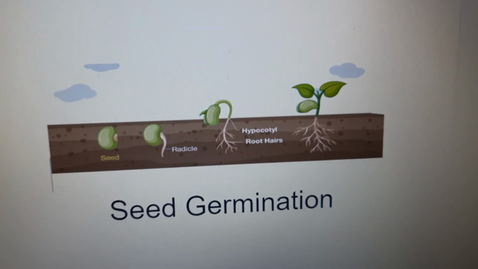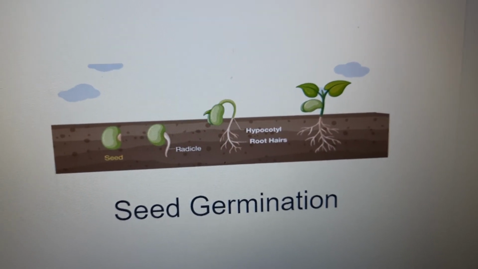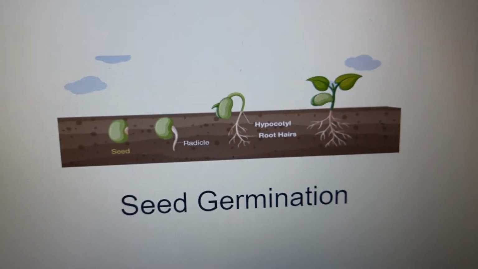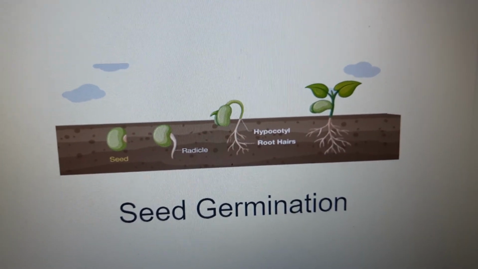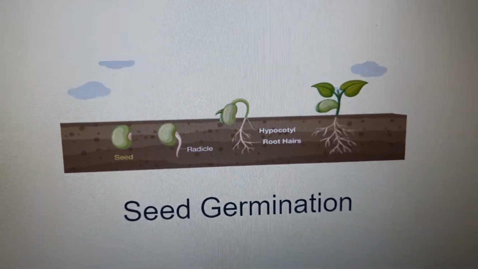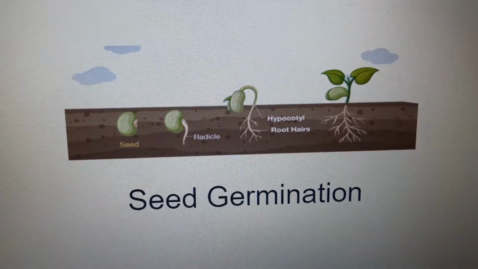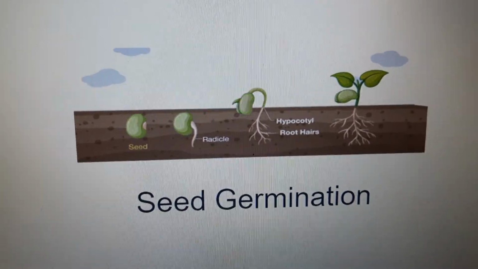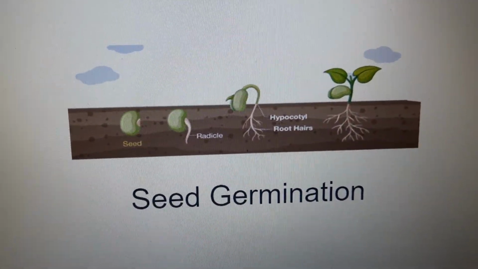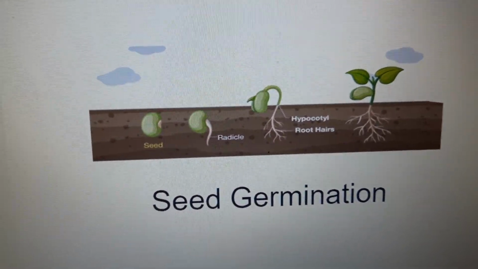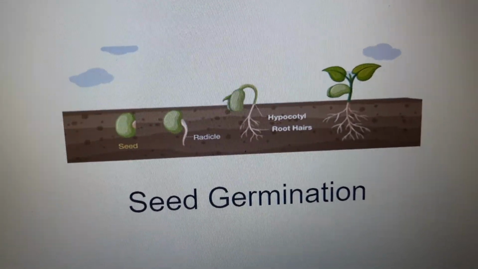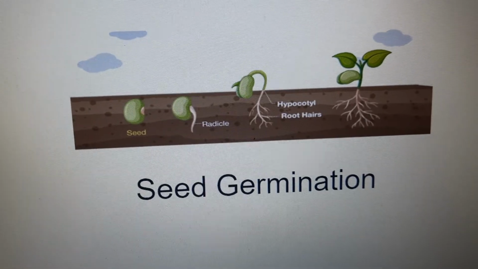Hi children. Today's topic is reproduction in plants. As you know, many plants reproduce through seeds. This is called seed germination. The seed develops into proper shoots, a root system and leaves when it gets proper sunlight and water.